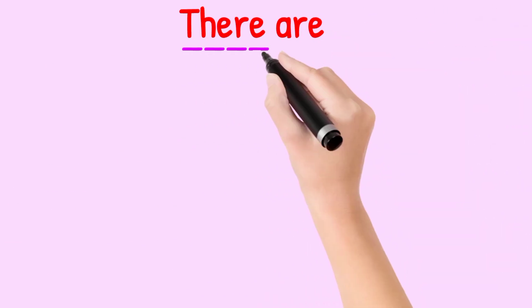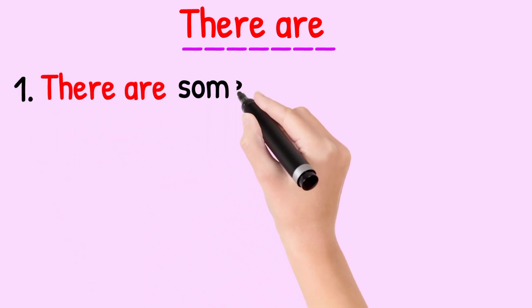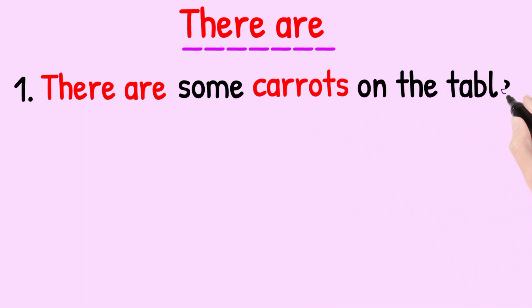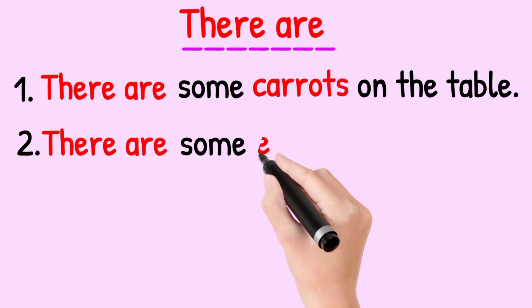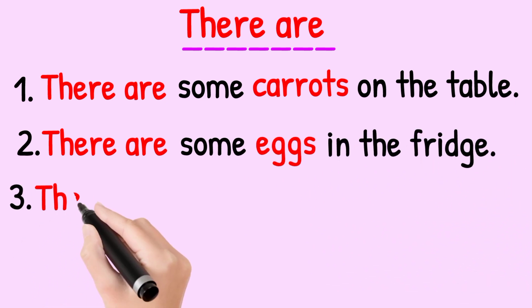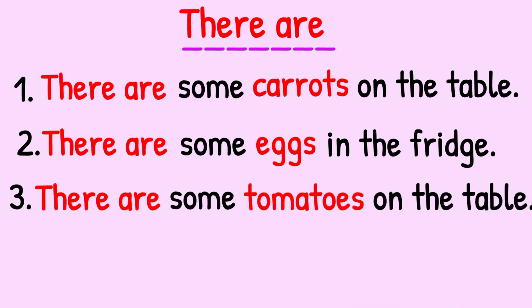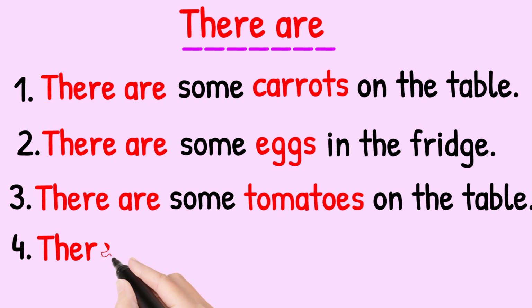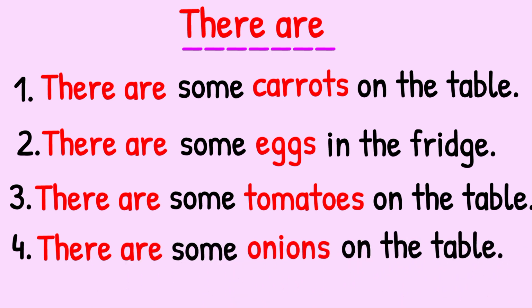Next, there are. Use red color pencil. First sentence, there are some carrots on the table. Second, there are some eggs in the fridge. Third, there are some tomatoes on the table. Fourth, there are some onions on the table.